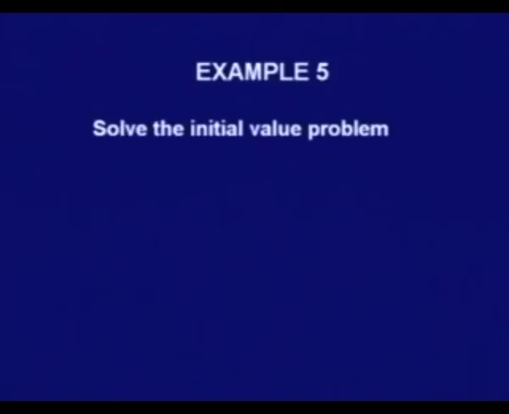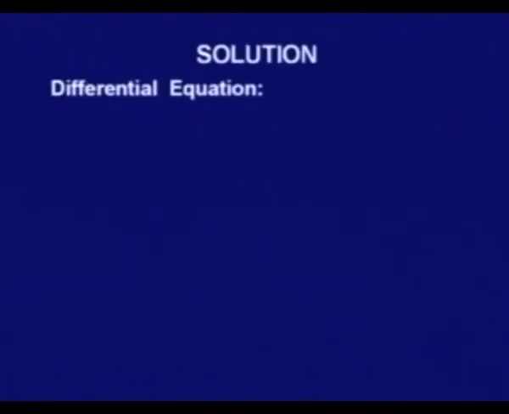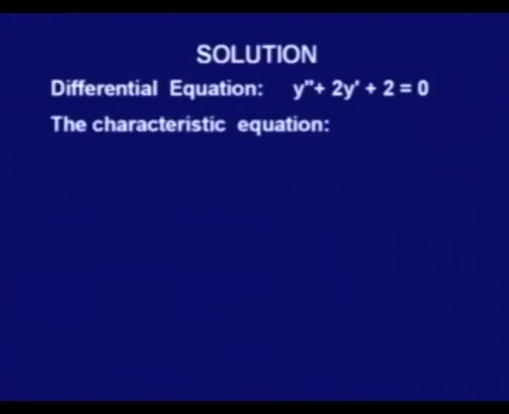Now, next example: solve the initial value problem y double dash plus 2 y dash plus 2 y is equal to 0. The given initial conditions are y at pi by 4 is 2 and y dash at pi by 4 is minus 2. See how to solve it. The given differential equation is y double dash plus 2 y dash plus 2 y is equal to 0. The characteristic equation would be lambda square plus 2 lambda plus 2 is equal to 0.